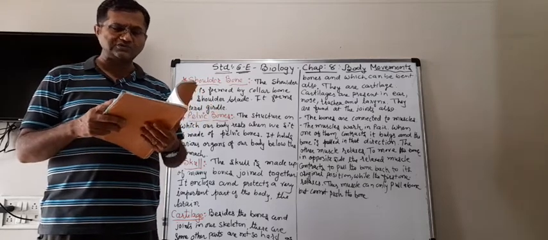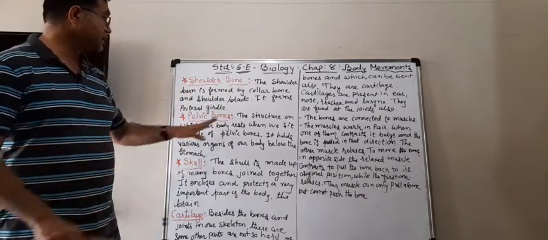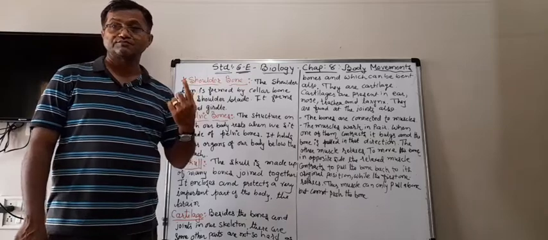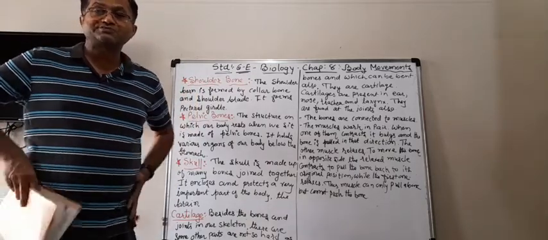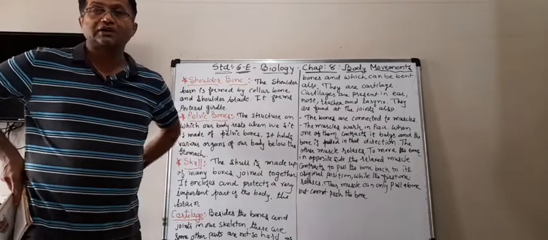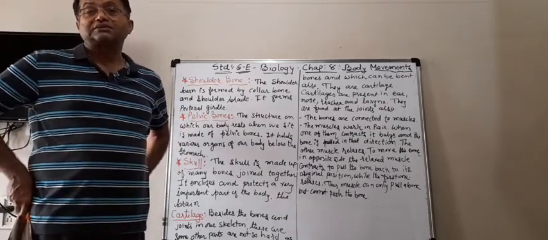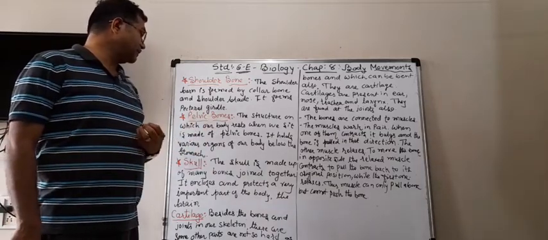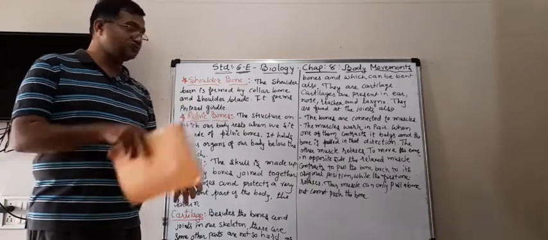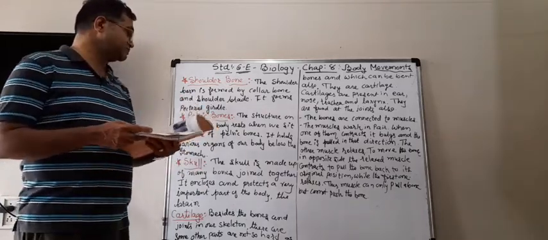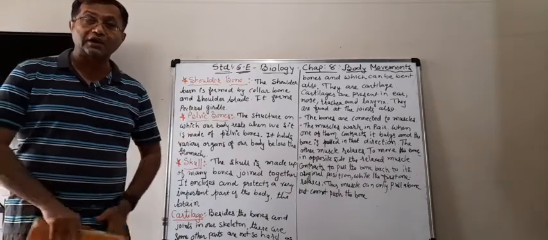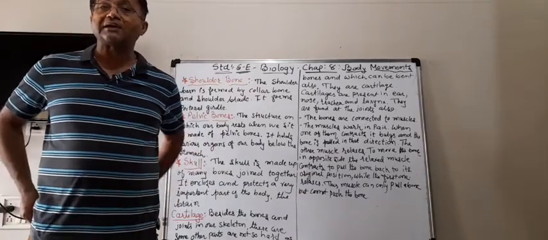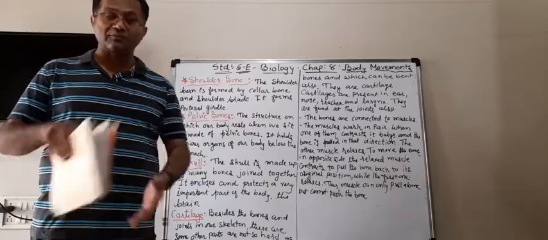Similarly, the other bones are the pelvic bones. The pelvic bones are the structure on which our body rests when we sit. The whole part on which we sit is made of the bones known as pelvic bones. And it holds various organs of our body below the stomach. Below the stomach, there are lots of body parts, and all those parts are held by the pelvic bones.